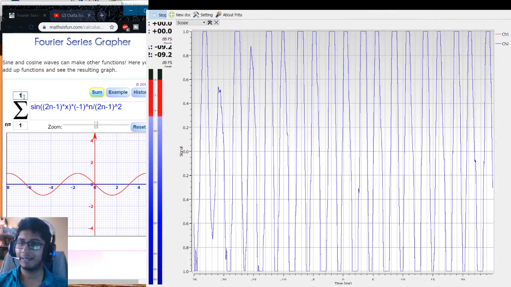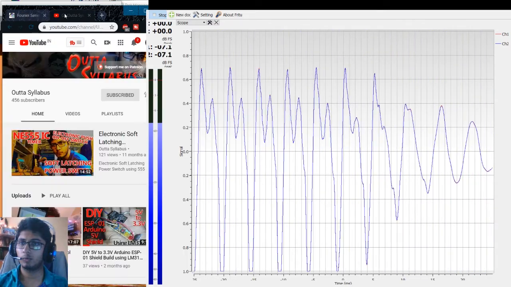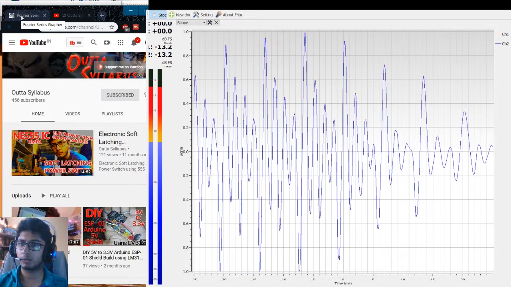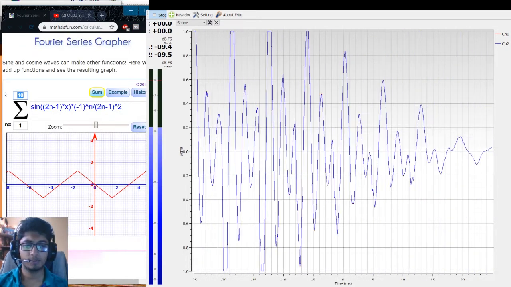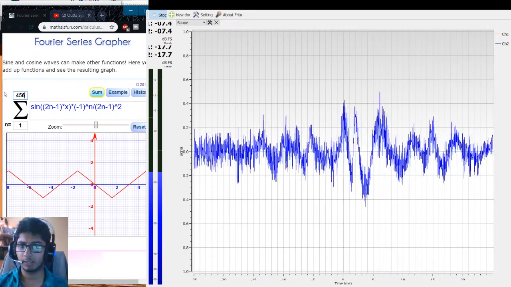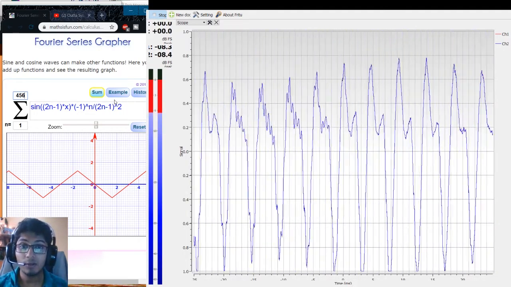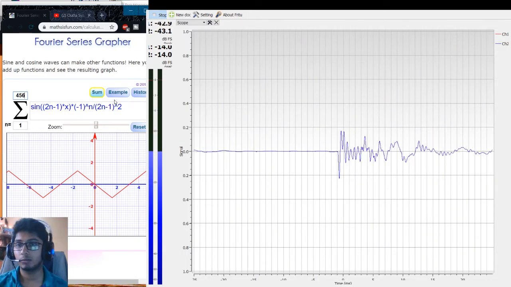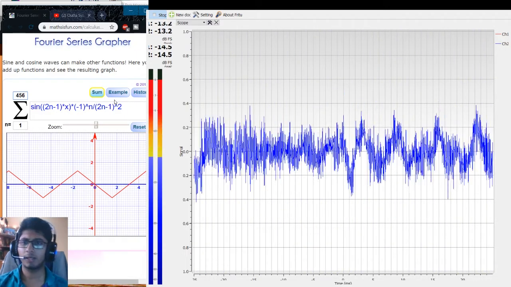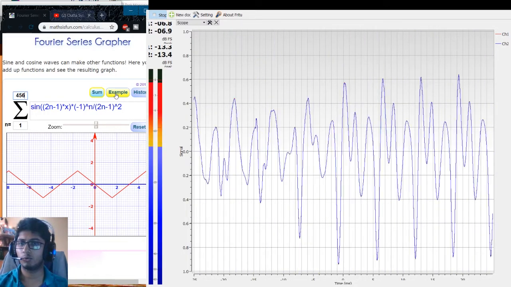Now, again, if we increase this number, see, and again let me put my holy number, which is my subscriber count, 456. Actually, it doesn't produce any change. It's a perfect triangle wave now. Like this, you can produce whatever waveforms you want by a simple sum of some sine series. You can see some more examples here.